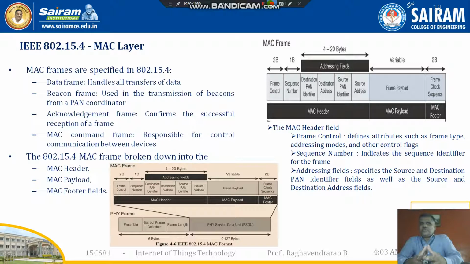This is basically used for the data frame, which handles all transfers of the data. Beacon frames are going to be used for the transmission of a beacon from the PAN coordinator. Then the acknowledgement frame is going to be used for confirming the successful reception of the frame. So here sequence numbers are going to be used for that purpose. Then the MAC command frame is responsible for the control communication between the devices.